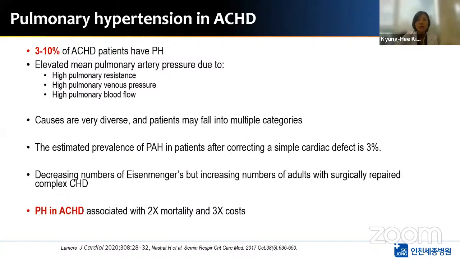Pulmonary artery hypertension in congenital heart disease: approximately 3 to 10% of congenital heart disease patients have pulmonary hypertension. It's more frequently encountered in females, and the incidence depends on the underlying lesion and increases with age and atrial septal defect. The estimated prevalence of pH in patients after correcting a simple cardiac defect is 3%, and the epidemiology of pH associated with adult congenital heart disease is expected to change due to advances in diagnosis and therapeutic pediatric cardiology, resulting in fewer patients with simple adult congenital heart disease and more patients with complex lesions and/or a closed defect who develop pH in adulthood.